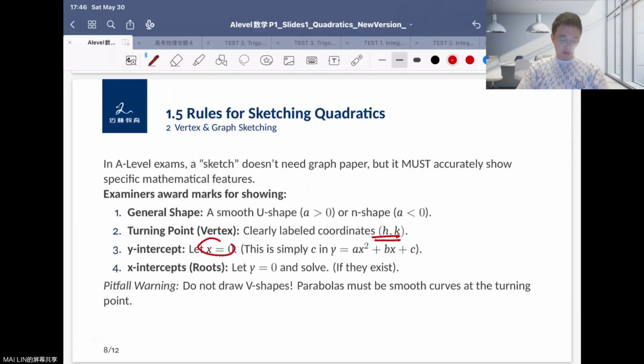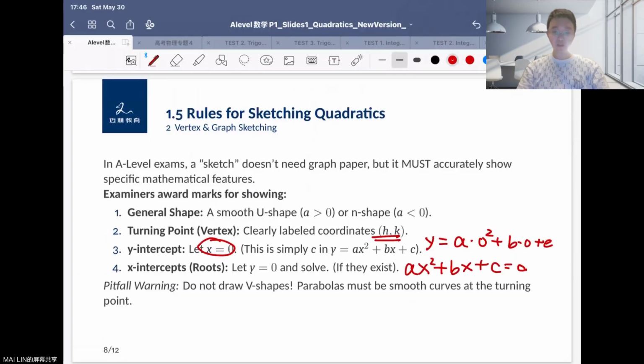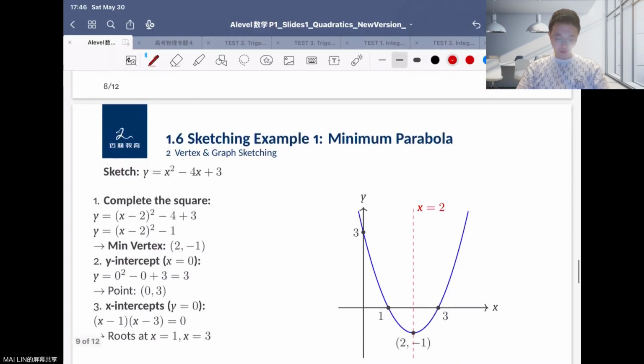This is the y-intercept, when we choose x equals 0. We put it into the equation and find the exact y value here. So y is a times 0 squared plus b times 0 plus c. That is the y-intercept. And the x-intercept is when y equals 0, so ax squared plus bx plus c equals 0. We can finally calculate the x value. So that is the rule for sketching quadratics.